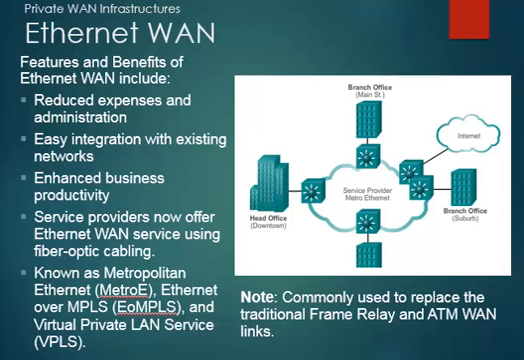Another characteristic and advantage is easy integration with existing networks. Ethernet WAN connects easily to existing Ethernet LANs, reducing installation cost and time. Also, it has enhanced business productivity. Ethernet WAN enables businesses to take advantage of productivity-enhancing IP applications that are difficult to implement on TDM or Frame Relay networks, such as hosted IP communications, voice over IP, and streaming and broadcast video.